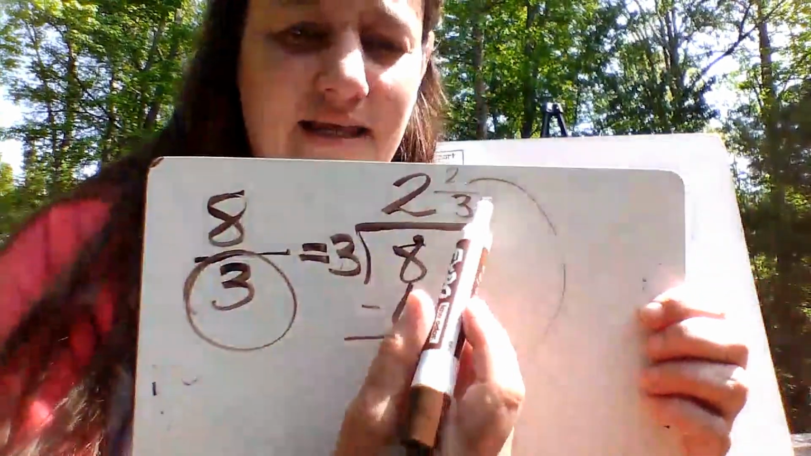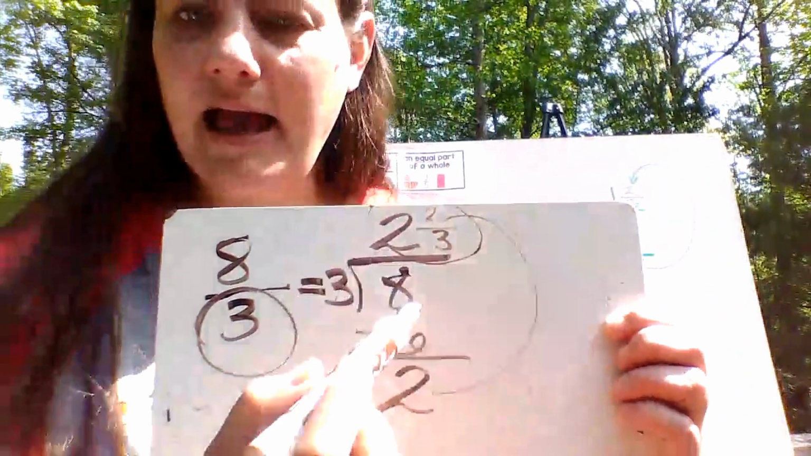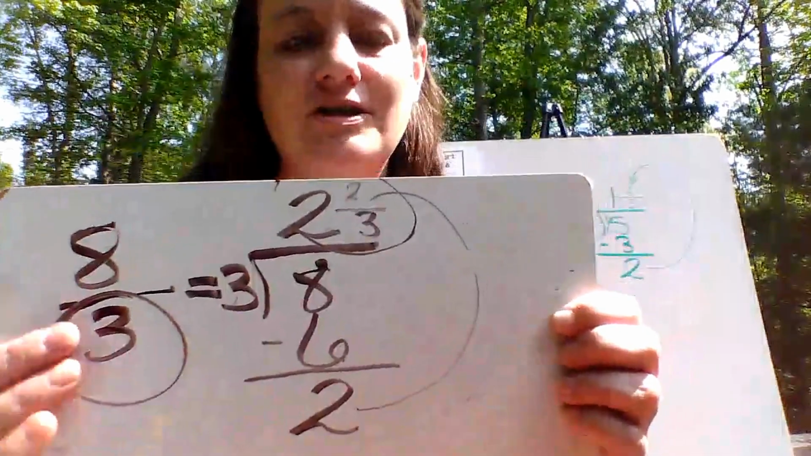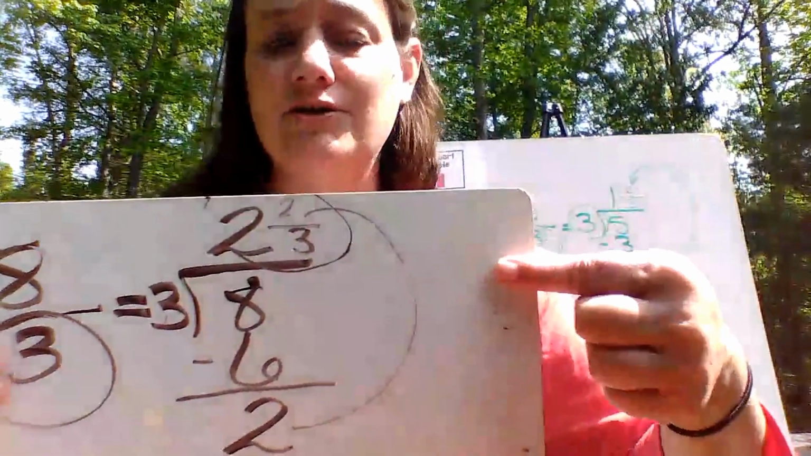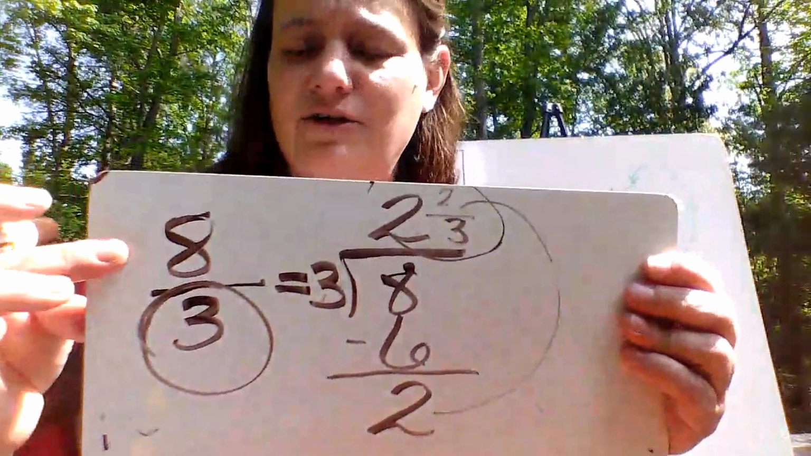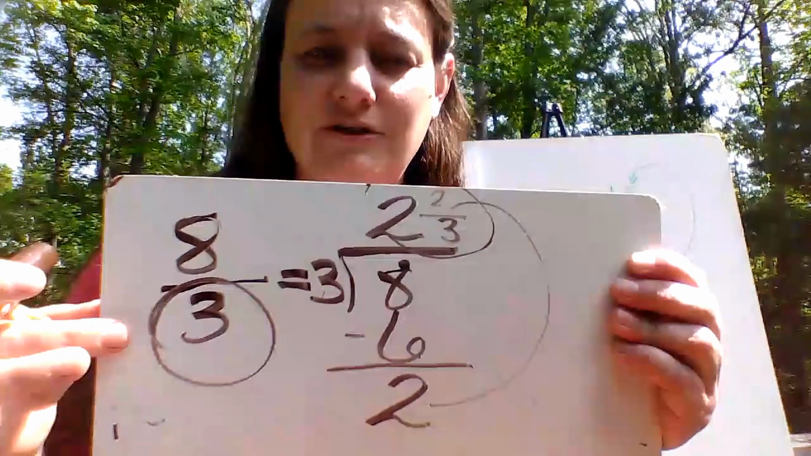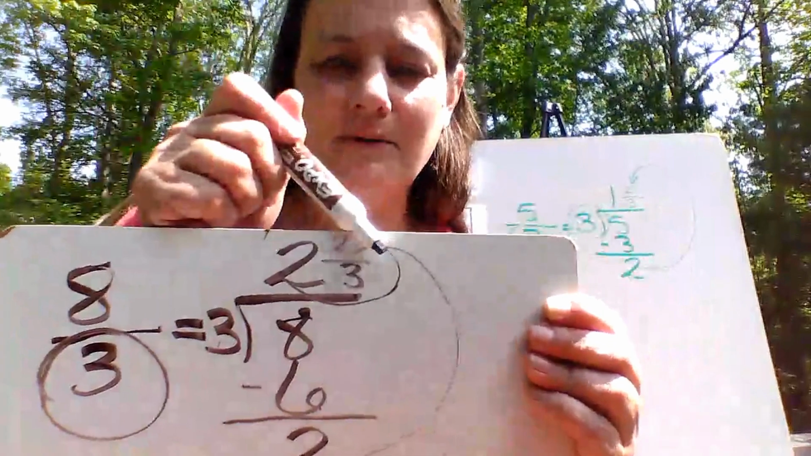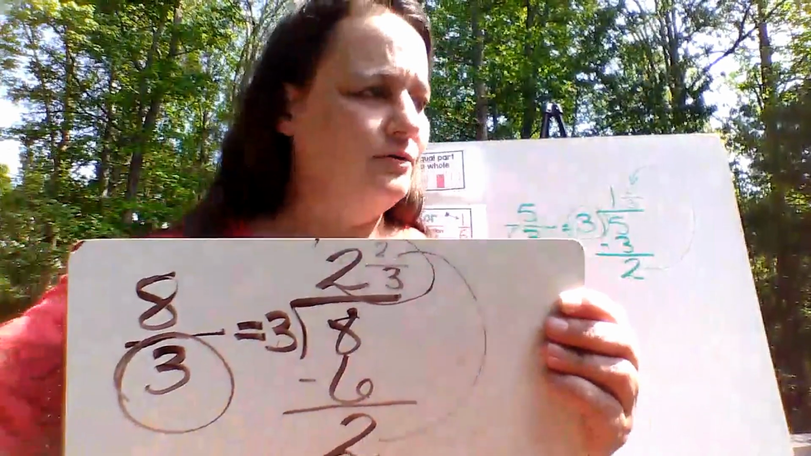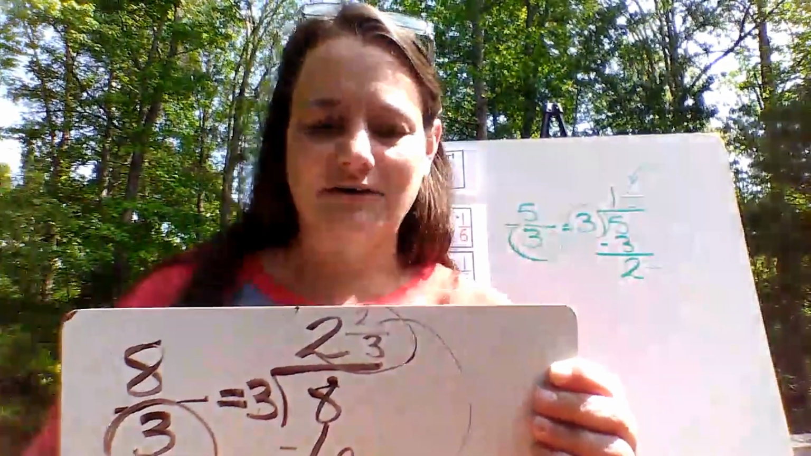All right. Now, we know that this right here is called an improper fraction. And this right here is called a mixed number, okay? An improper fraction is when it's top heavy. That means that your numerator is larger than your denominator. And a mixed number, we just talked about that, is a whole number and a fraction stuck together, okay?